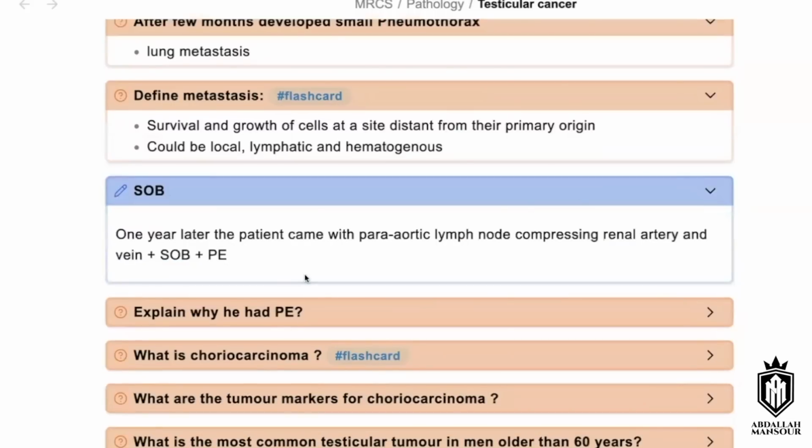This patient had shortness of breath. One year later, the patient came back with para-aortic lymph nodes compressing on the renal artery and vein, and shortness of breath and a PE as well. Can you explain to me why this patient had a PE? From Virchow's triad, this patient could have stasis, or cancer is a hypercoagulable state. Is there anything else? And endothelial injury from the surgery, from the resection which was done at first. Is there anything else?